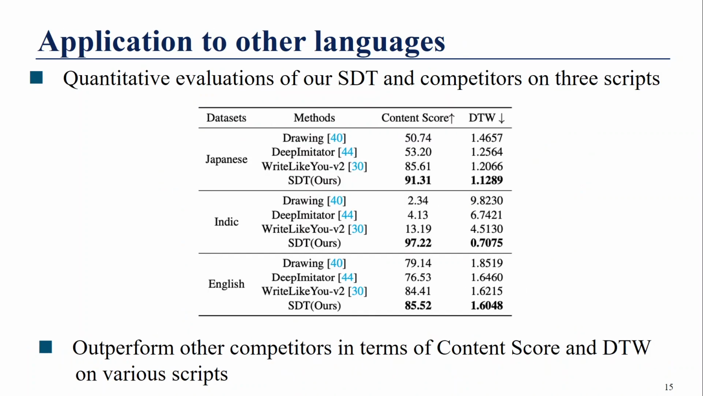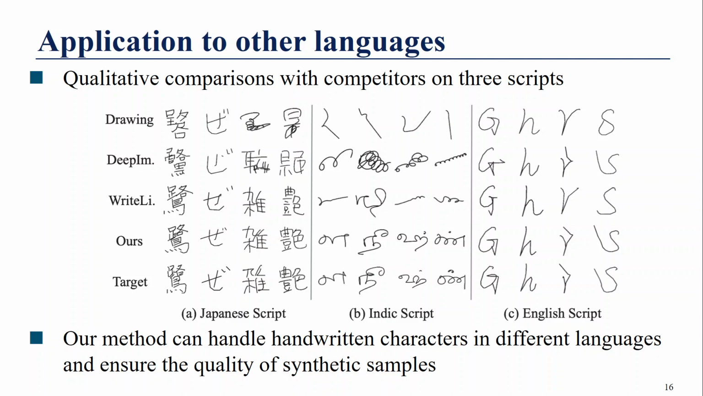Our method can also be applied to many languages. As shown in the table, our SDT outperforms other competitors in terms of content score and DTW. Continuing to analyze visual comparisons, our method can handle handwritten characters in different languages and ensure the quality of synthetic samples. Especially in the Indic generation task, the existing methods easily generate crashed characters, and our SDT can still maintain the correctness of the character content.